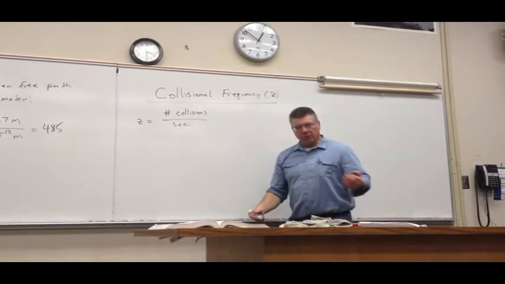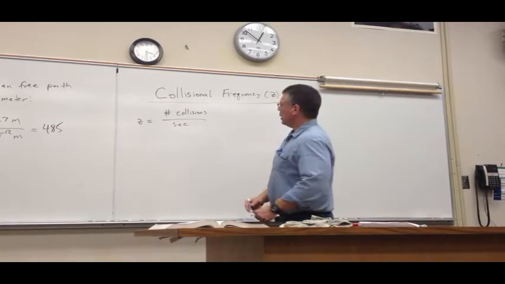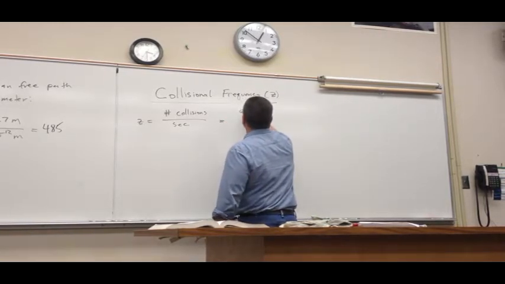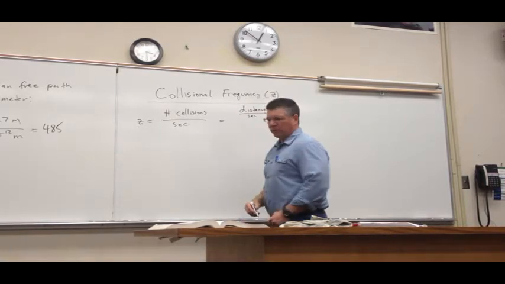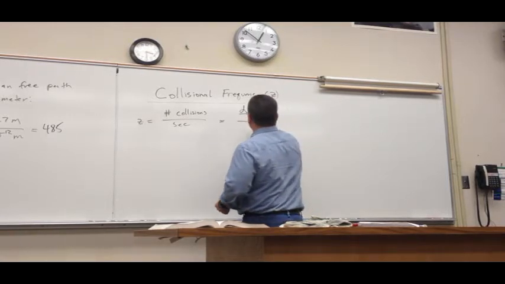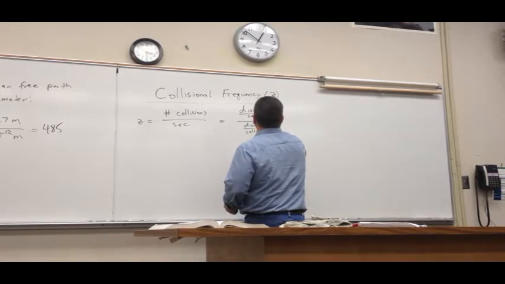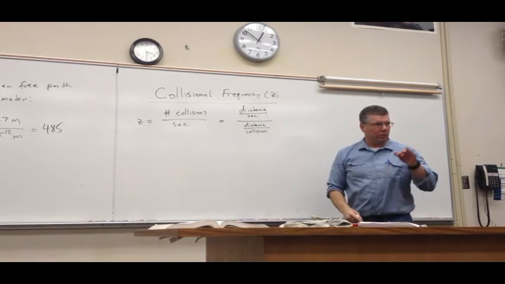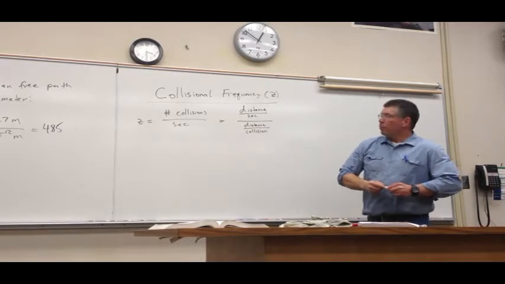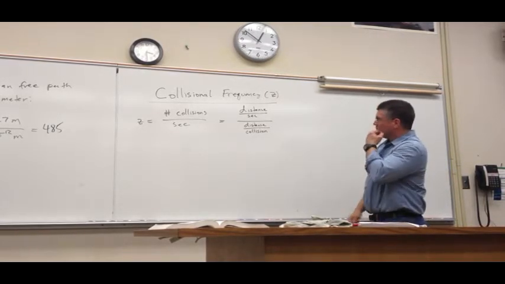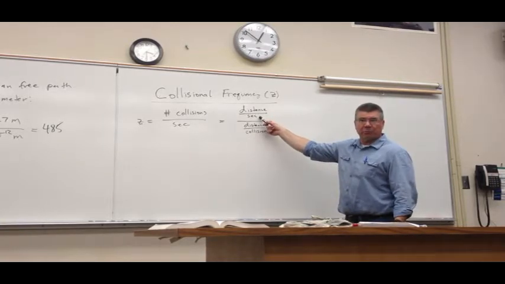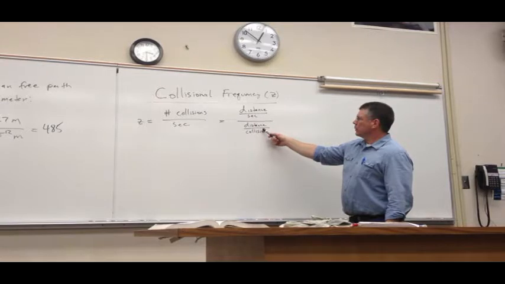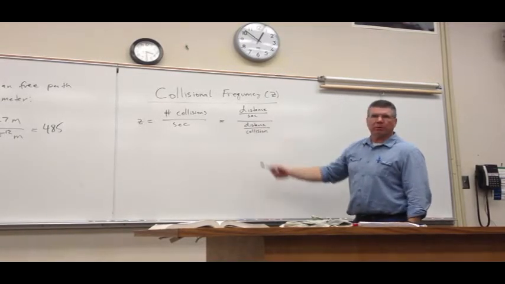So what it means is the number of collisions per unit time. We can think about that as the distance it travels per second divided by the distance per collision. Distance cancels, we get collisions per second. You guys see how the units work out? We know how to get both of these things, right? This is the root mean square speed, how far it travels per second. This is the mean free path, right? Distance per collision.